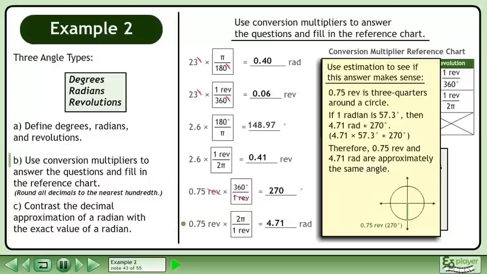Use estimation to see if this answer makes sense. 0.75 revolutions is 3/4 around a circle. If 1 radian is 57.3 degrees, then 4.71 radians is approximately 270 degrees. We get this with the calculation 4.71 times 57.3 degrees is approximately 270 degrees. Therefore, 0.75 revolutions and 4.71 radians are approximately the same angle.